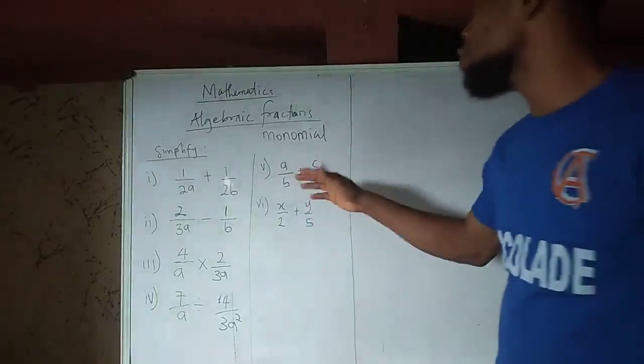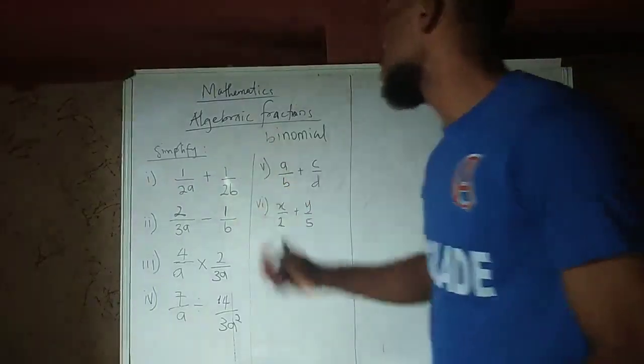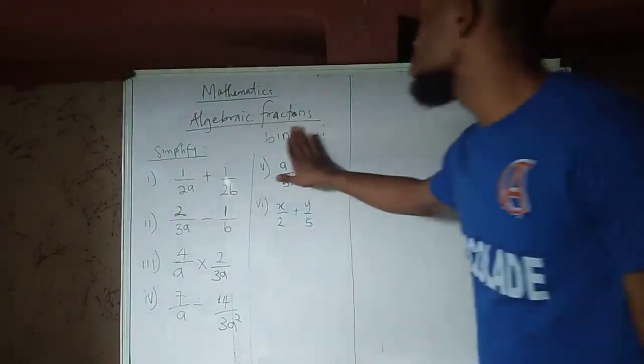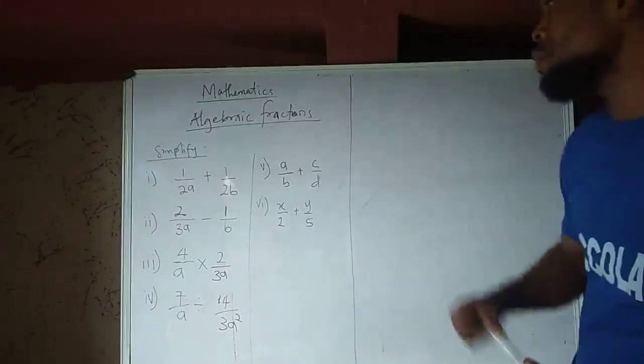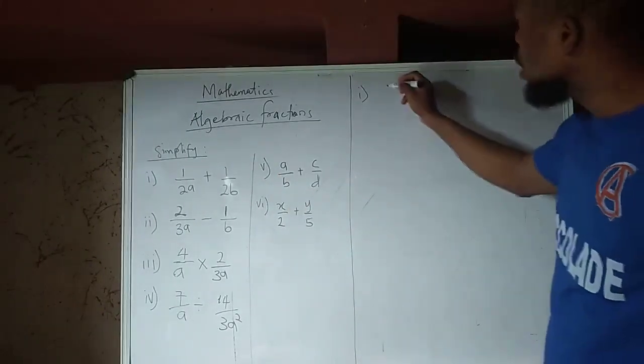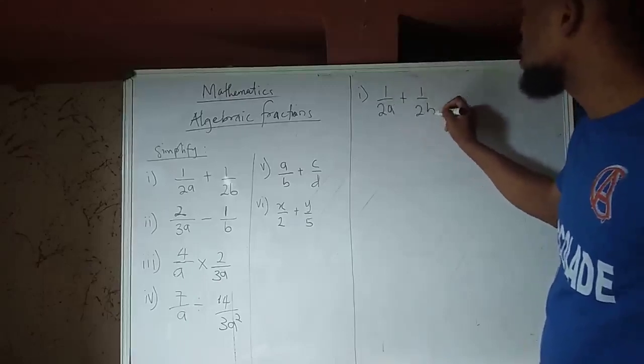Okay, I'm going to show you the other ones, the ones we call binomial, where we have a binomial as the denominator. That's what we want to do now. So let's look at that. Let's take the first one. Here we have 1 over 2a plus 1 over 2b.